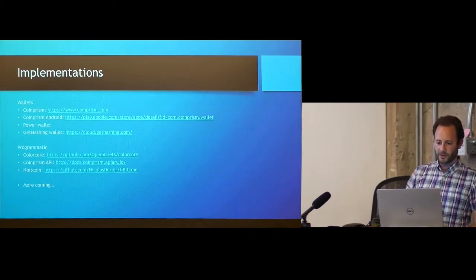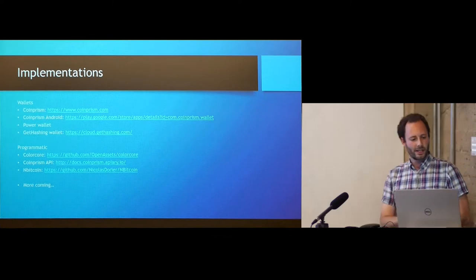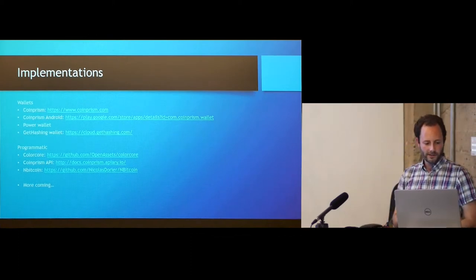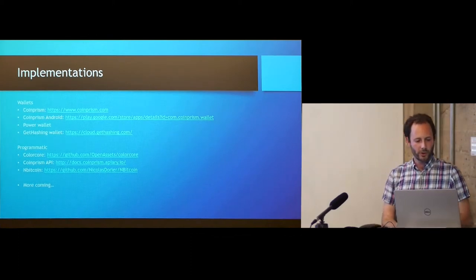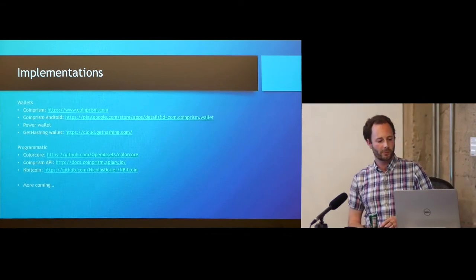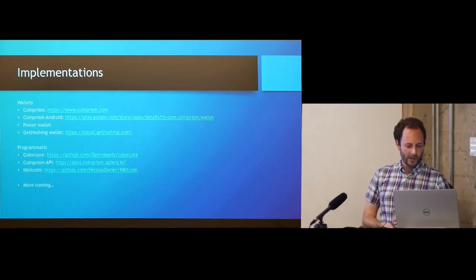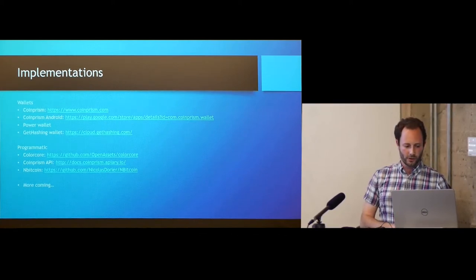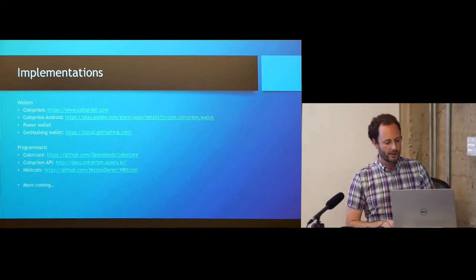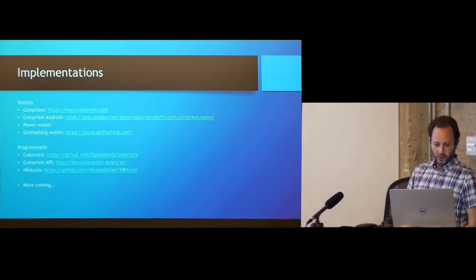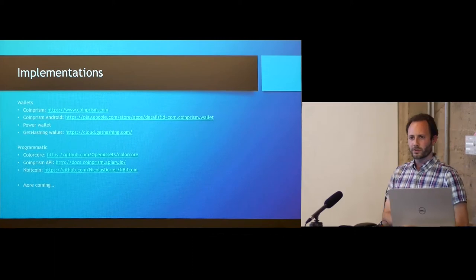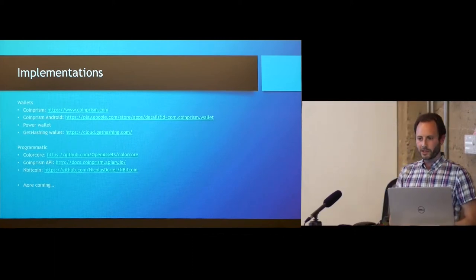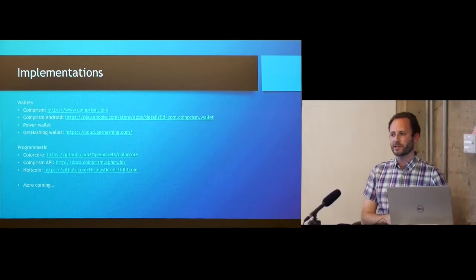In terms of the implementations of Open Assets, we have a bunch of wallets. Coinprism is the first one. There's a web version, coinprism.com, and then there's an Android wallet. You can search for Coinprism on the Google Play Store, and it's going to show up. There's no iOS version yet. Power Wallet, which is still in alpha, I think, is a Windows-only wallet, but it's a completely independent implementation of Open Assets, and it's compatible.